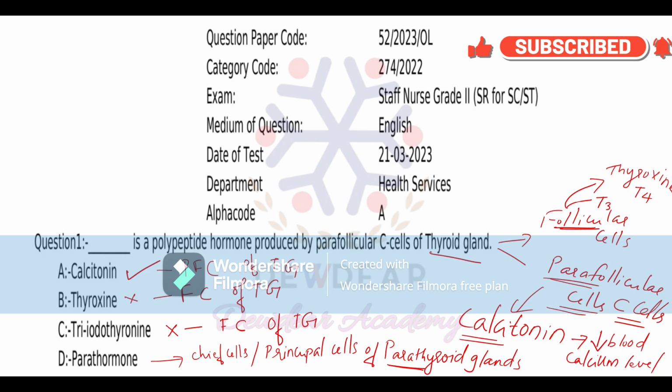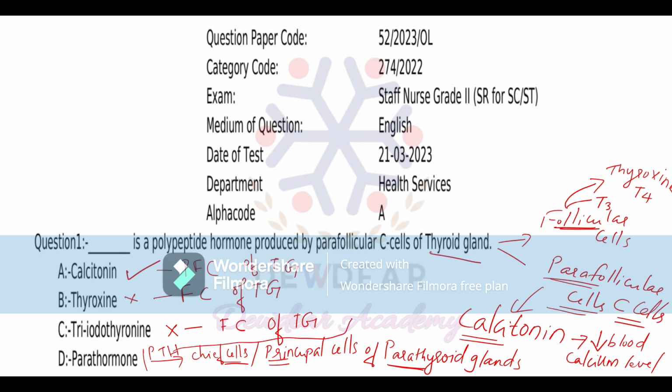Just for understanding, we should know the parathyroid gland contains two types of cells. One is the chief cells or the principal cells, and they produce parathyroid hormone or parathormone. Parathormone is also known as the parathyroid hormone. And what is the function of this hormone? It increases the blood calcium level.